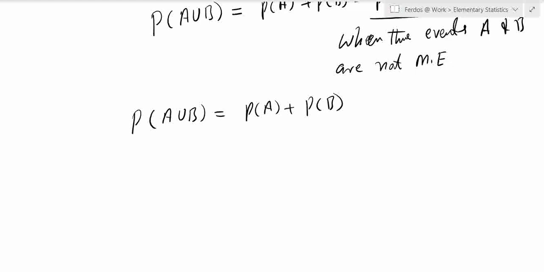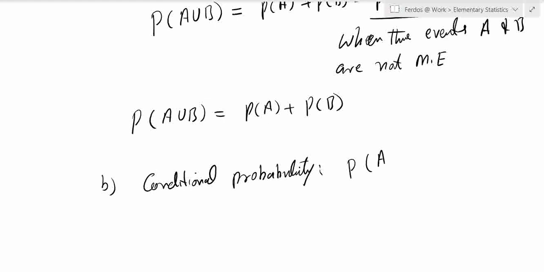Now, conditional probability. I have a separate video on conditional probability, which I will upload as well, so you can see that for detail. Conditional probability means that you are interested in an event which depends on another event which has already occurred. Suppose you are interested in finding the probability of event A, given that event B already occurred. This is denoted by probability of A given B.